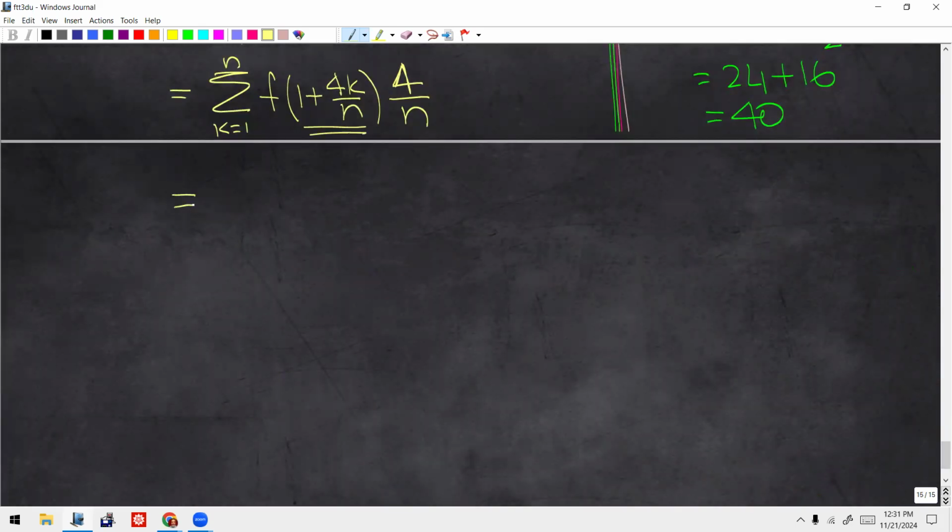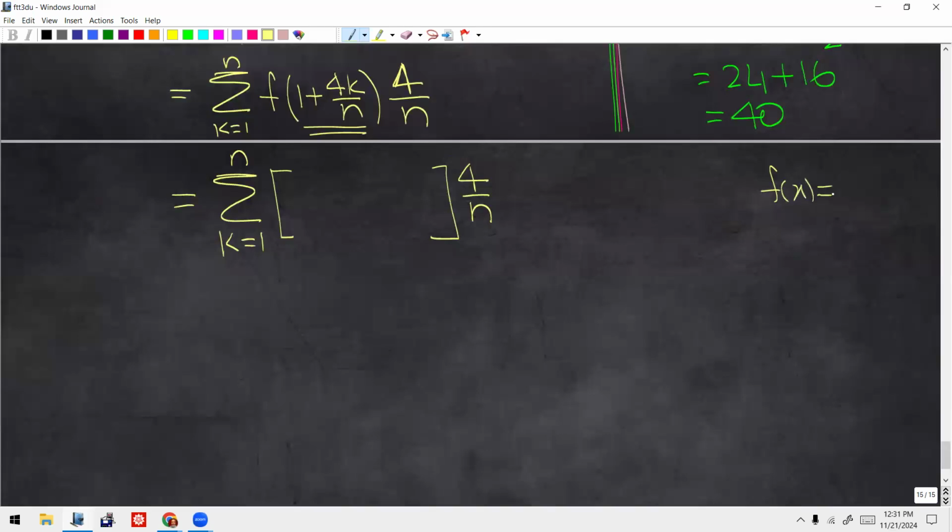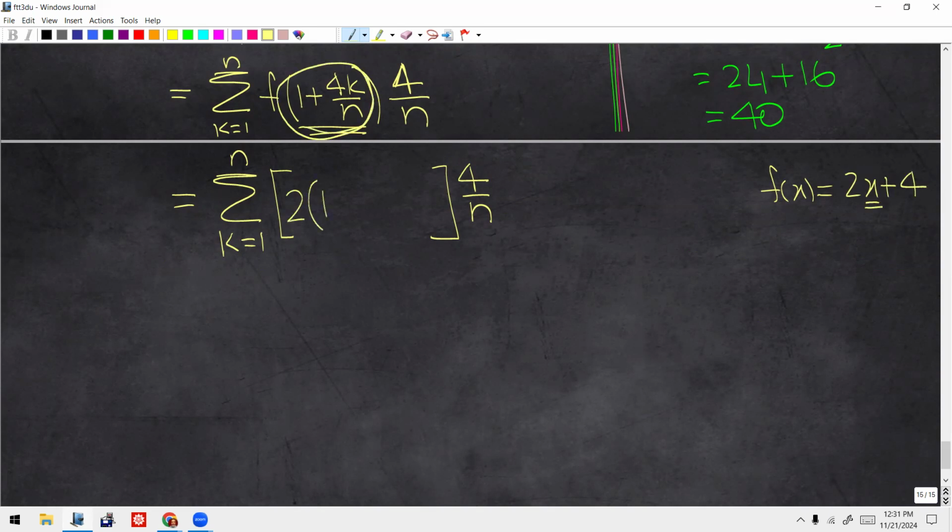So let's do that. So we get summation k is equal to 1 to n. What was my function? I'll write it down here. It was f of x was what? 2x plus 4. So I'm going to replace this x with what? All of that. Is that okay? So we'll get 2 times 1 plus 4k over n plus 4. Are we good so far?